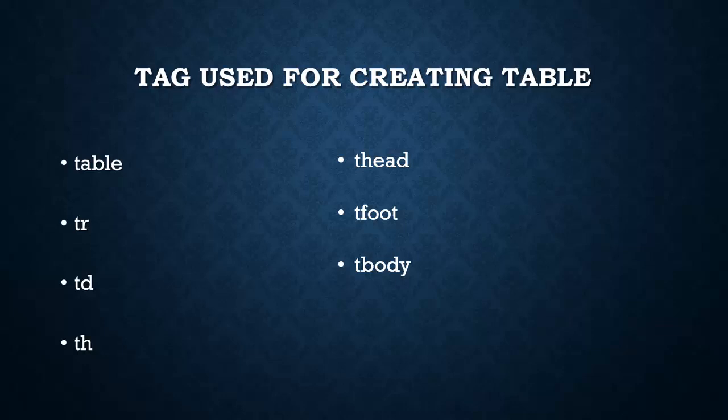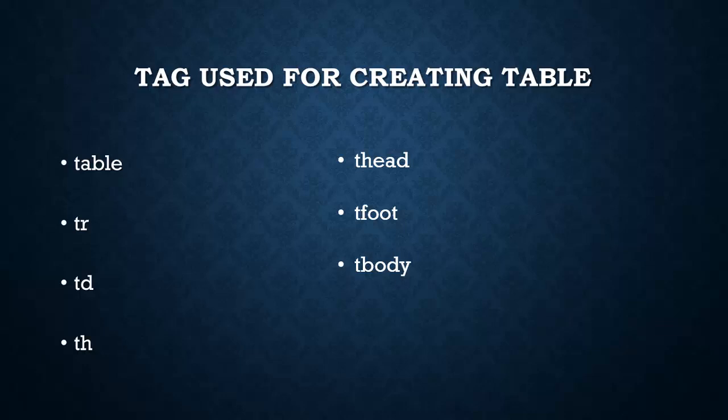The remaining three tags, thead, tbody and tfoot, are used to organize the table logically. Thead is the collection of the rows which should be shown on the top of the table. In a similar manner, tfoot is the collection of the rows which should be shown on the bottom of the table, and tbody is the collection of the rows which can be shown between the table header and table footer.